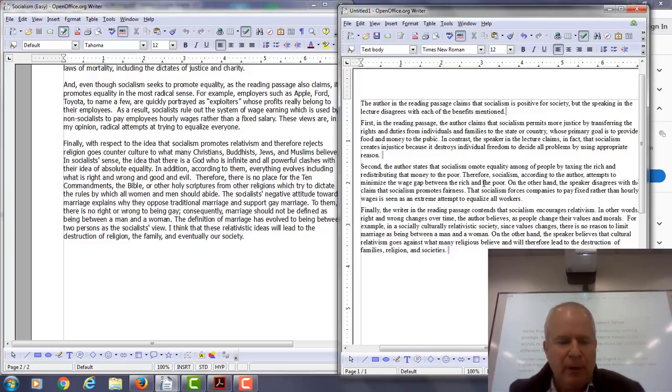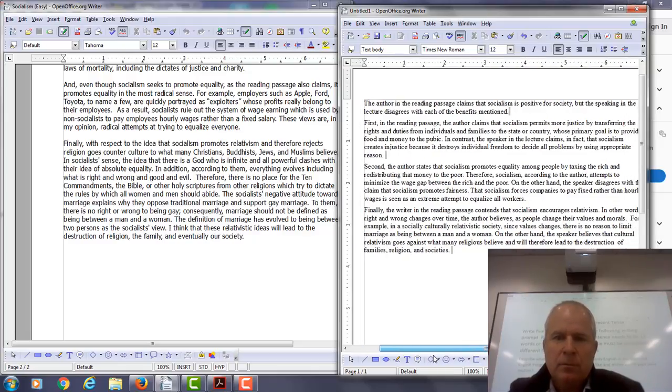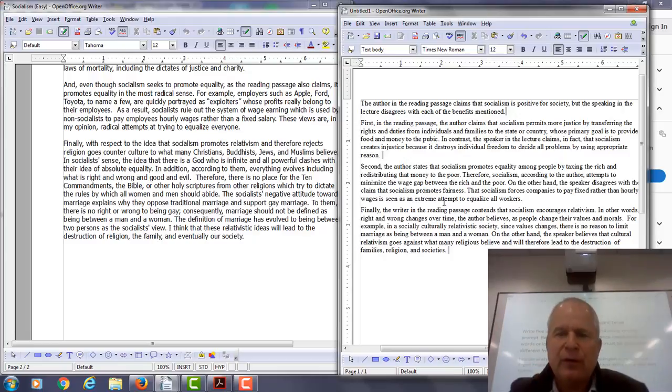Second, the author claims that socialism pursues to promote equality. Don't even need this. Let's just say promote. So it promotes equality among people by taxing the rich and redistributing that money to the poor. Therefore, socialism, according to the author, attempts to minimize the wage gap between the rich and the poor. On the other hand, the speaker disagrees with the claim that socialism promotes fairness, that socialism forces companies to pay fixed rather than hourly wages is seen as an extreme attempt to equalize all workers.